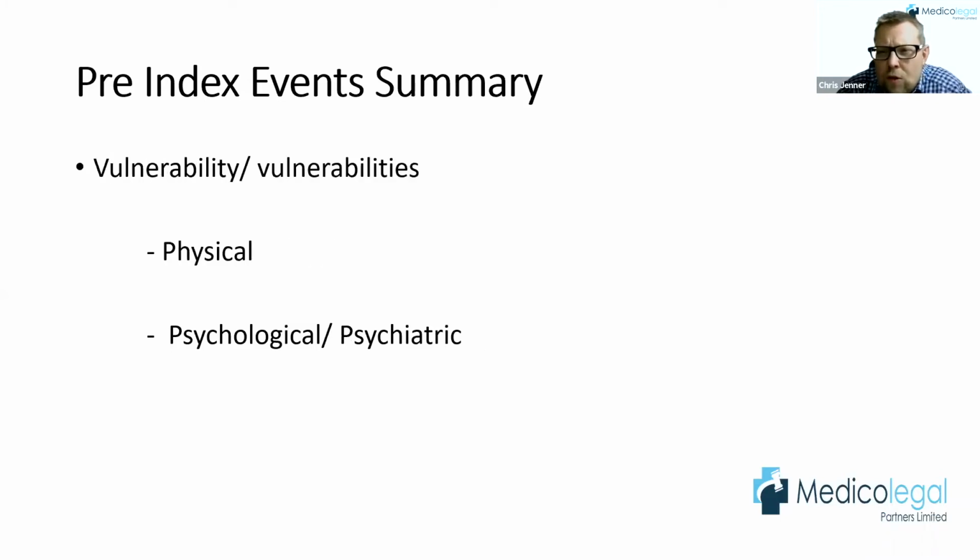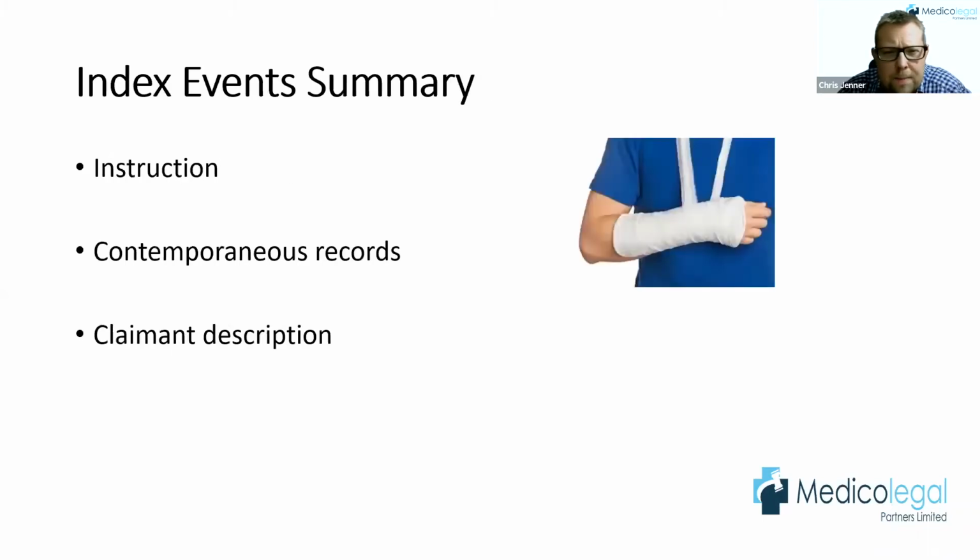Did they have any vulnerability before the pre-index accident or pre-index events, physical, psychological, psychiatric? We then look at the index events summary. So what we're looking at is the instruction from your solicitors, which will give us an overview of exactly what's happened. So that's a good starting summary.